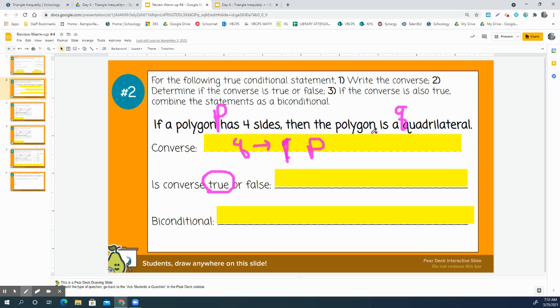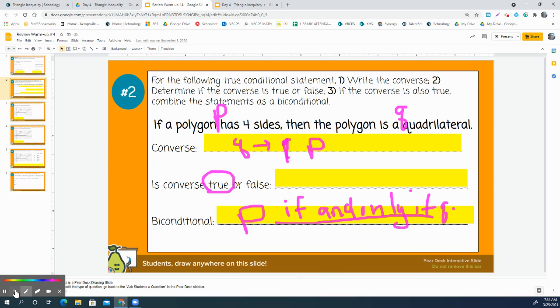This is the definition of a quadrilateral. All quadrilaterals have 4 sides, and all 4-sided shapes can be called quadrilaterals. So then the biconditional is going to be your hypothesis. The polygon has 4 sides if and only if it is a quadrilateral, right? That if and only if statement has to come in the middle. That's the key for biconditionals. Okay, they're usually definitions, and the if and only if comes in the middle. You can read it forwards and backwards.